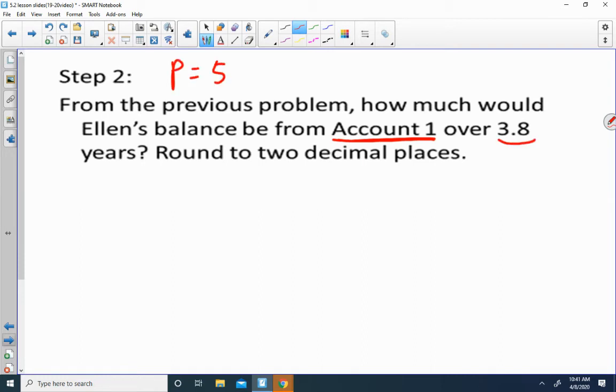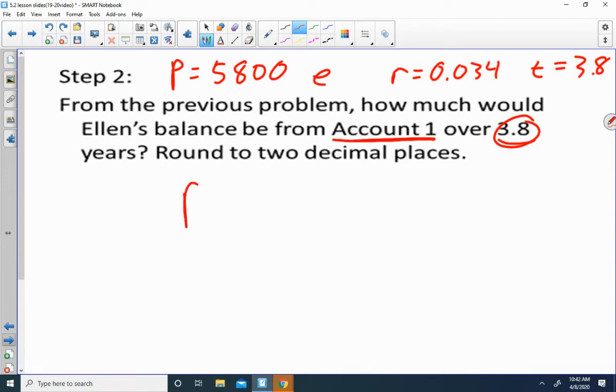So the principal is still $5,800. E will be in the calculator. The rate, we still said, was 0.034. The time, this time, is going to be 3.8. Okay, make sure we got everything. We got P, we got E, we got R, and we have our new time. So let's go ahead and use those in the PERT equation.